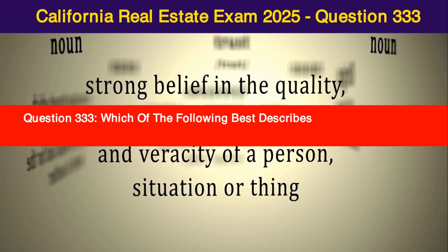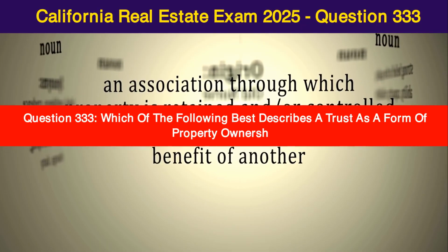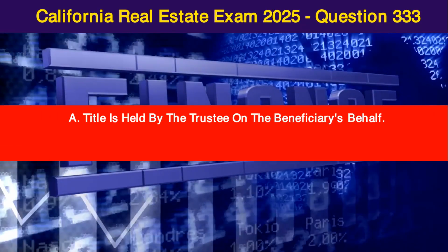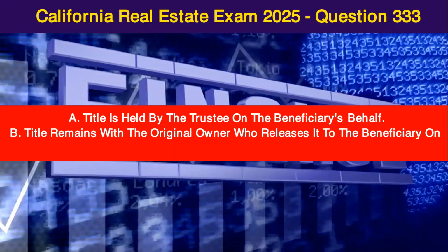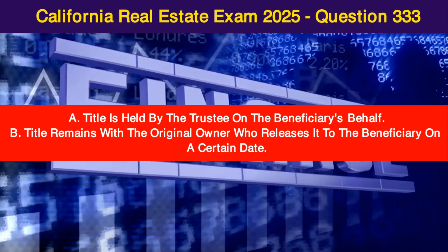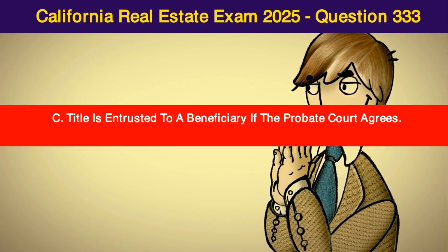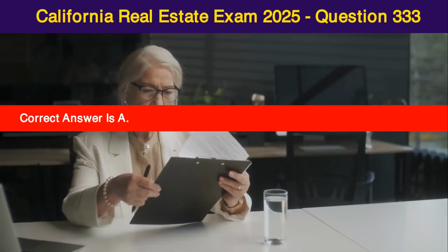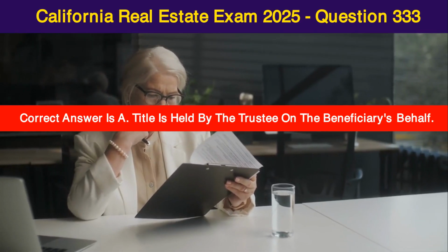Question 333. Which of the following best describes a trust as a form of property ownership? A. Title is held by the trustee on the beneficiary's behalf, B. Title remains with the original owner who releases it to the beneficiary on a certain date. C. Title is entrusted to a beneficiary if the probate court agrees, D. None of the above. Correct answer is A. Title is held by the trustee on the beneficiary's behalf.